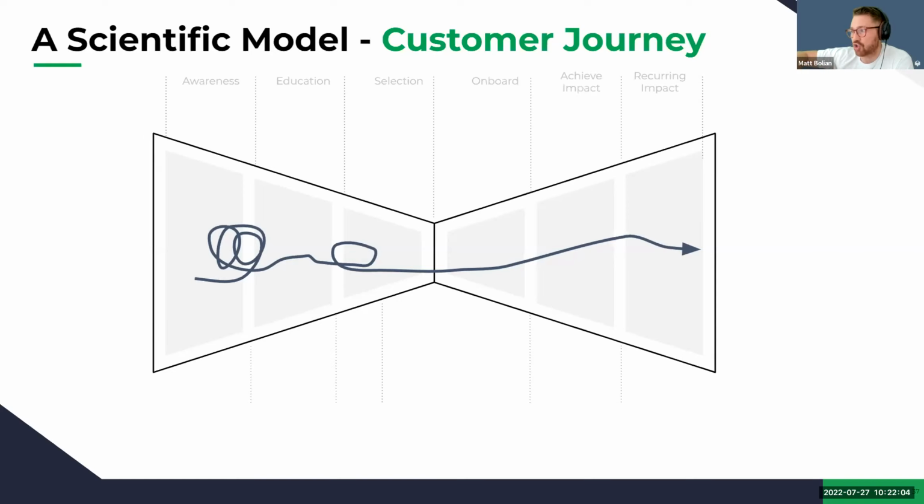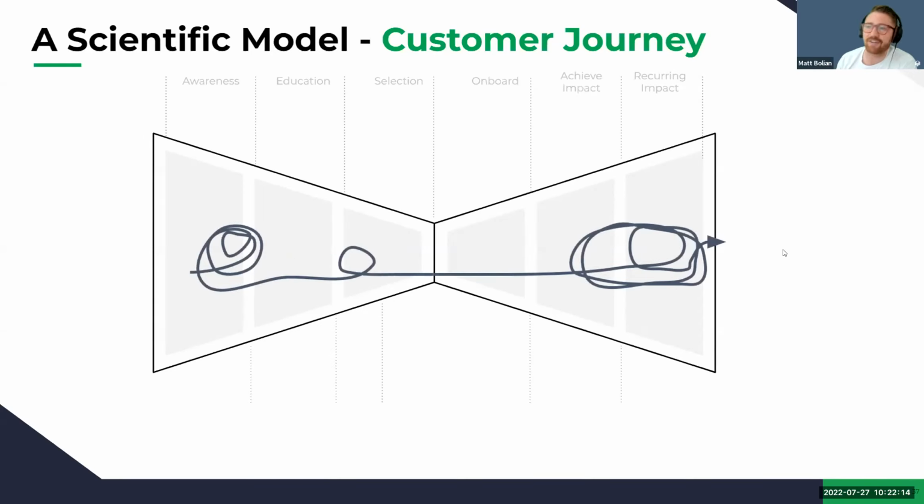And then we go straight through, we get onboarded, we achieve impact, and then we upsell, renew. That ain't true either. Guys, the same thing that's happening on the left side of this funnel is happening on the right side of this funnel. It looks a lot more like this, right? It is a squiggly line on the left side, and it is a lot of squiggly lines on the right side, where you get recurring impact.